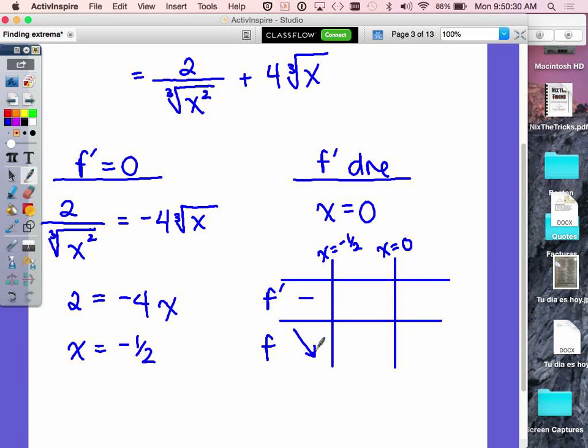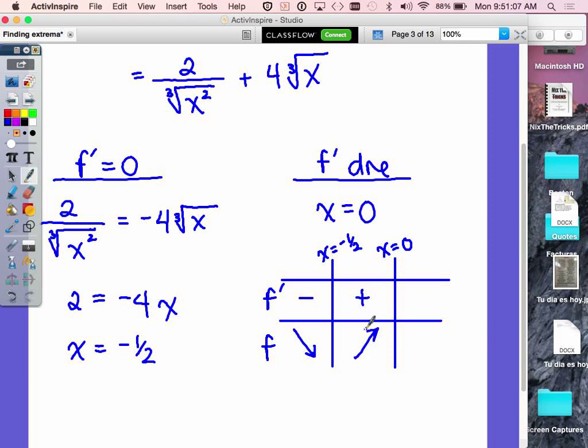Between minus 1/2 and 0, I have to be a little bit more clever, but I might try something like minus 1/8. And if I took minus 1/8 squared, that's going to be 1 over 64, and the cube root of 1 over 64 is 1 over 4. So I get 2 over a quarter, which is 8. And here I'm going to get the cube root of minus 1/8, which is minus 1/2. And 4 times minus 1/2 is minus 2. So I get 8 minus 2. So I have a positive number here, which tells me that the function is increasing.